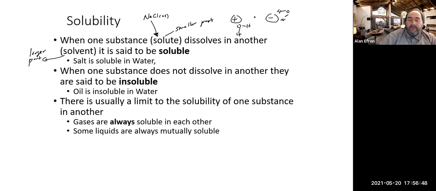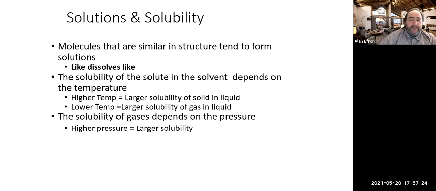There is a limit to the solubility of one substance in another. Gases are always soluble in one another. If you think about what's happening with gases, they are flying around, which means that if there's another gas flying around, they are constantly mixing with one another. So they are typically soluble in each other. Some liquids are also mutually soluble in each other, so that like dissolves like. Polar and polar are good, non-polar and non-polar are good. Obviously, as we talked about, polar and non-polar, not so good, not really going to mix very well. Molecules that have similar structure probably have similar intermolecular forces and abilities. And that brings up that idea again of like dissolves like.